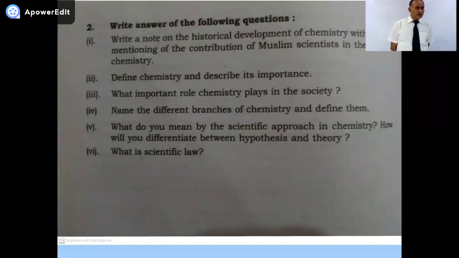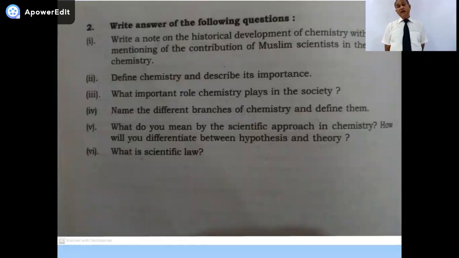what is next? Name the different branches of chemistry and define them. Organic: the study of hydrocarbons and their derivatives, except a few compounds. Inorganic chemistry: the study of all the compounds except organic compounds. Physical chemistry provides the laws and principles to monitor chemical reactions, which means physical chemistry deals with the laws and principles that reactions should follow. Next, analytical chemistry: the study of methods and techniques used in chemistry labs.